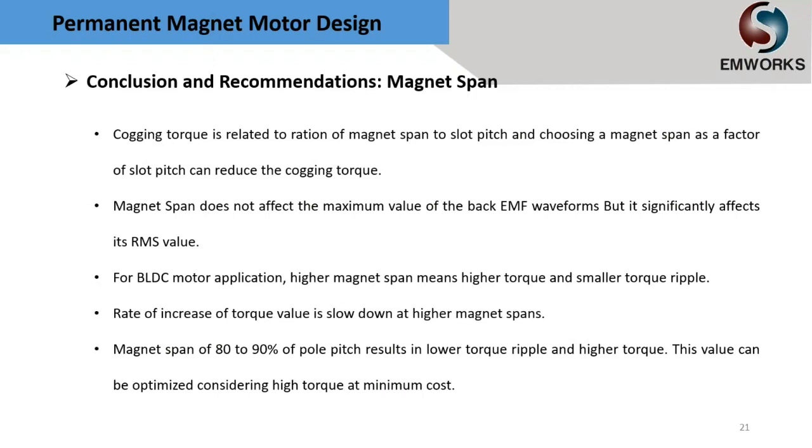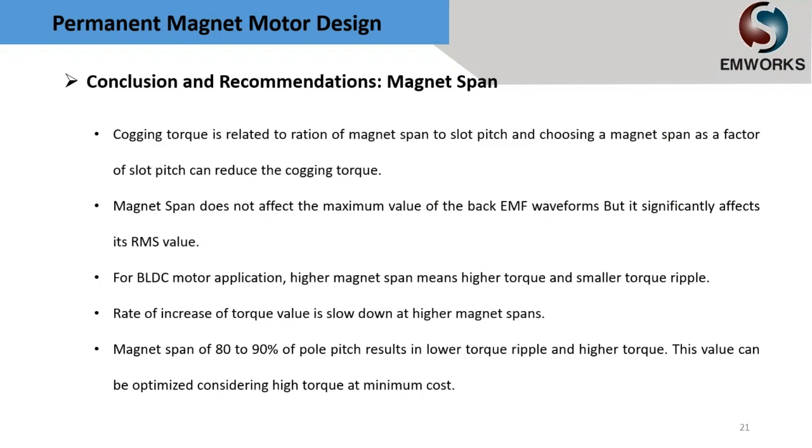Another study was about the magnet span. The magnet span, the story was completely different. It has been seen that cogging torque is related to a ratio of magnet span to slot pitch, and choosing a magnet span as a factor of slot pitch can reduce the cogging torque. It was very interesting. And second, the magnet span doesn't affect the maximum value of back EMF waveform, but it significantly affects its waveform and the RMS value. This can affect the generated torque and torque ripple.